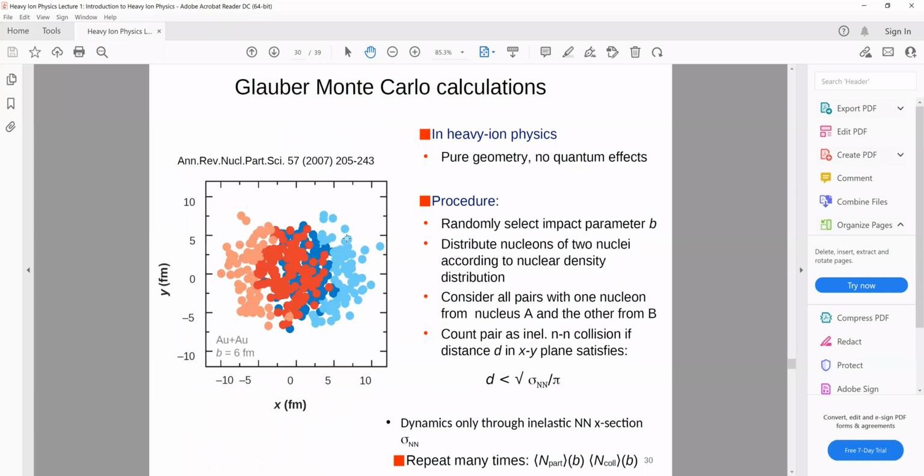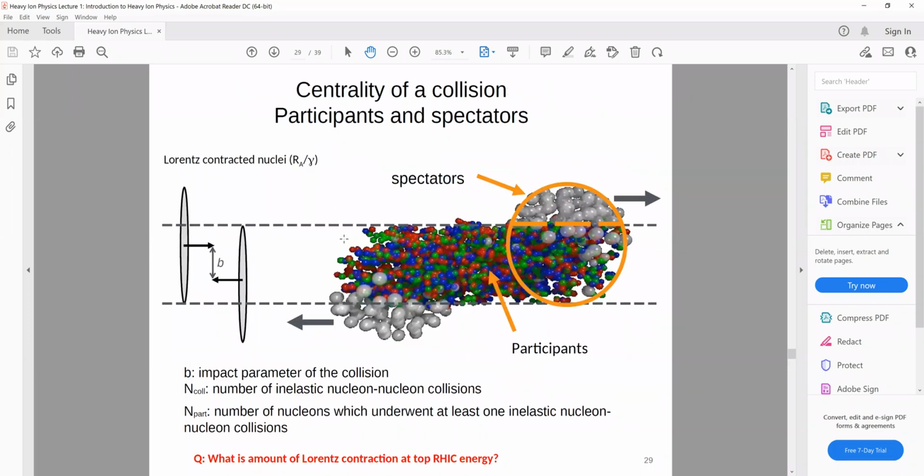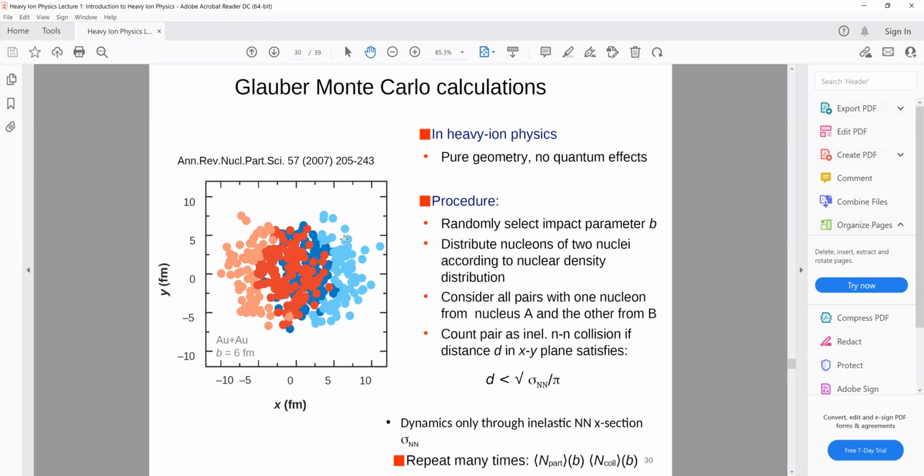So the question is, how can we calculate these quantities in the global model? For example, for a given impact parameter, how can we calculate the number of binary collisions and the number of participants? The model we employ to calculate these quantities is known as the Glauber model. The Glauber model is heavily used in the field of relativistic heavy ion physics. This is a purely geometrical effect and has no quantum effects or dynamic effects.